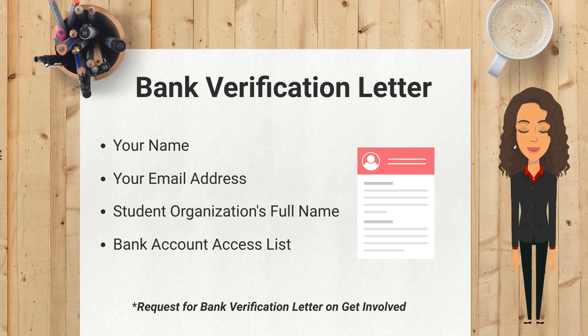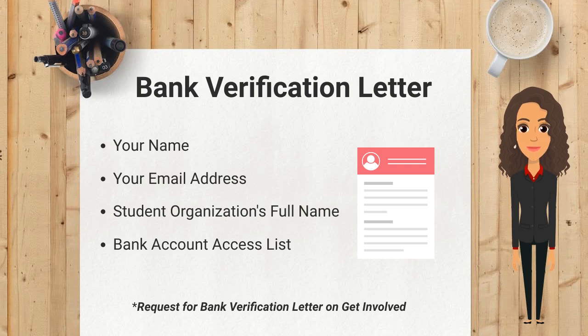All requests for a bank verification letter must be completed through the Request for Bank Verification Letter form on Get Involved. Students must sign in with their NC State University Unity account to see and submit the form. Student organizations can also request a change to the access list of an existing bank account via the Request for Bank Verification Letter form on Get Involved.